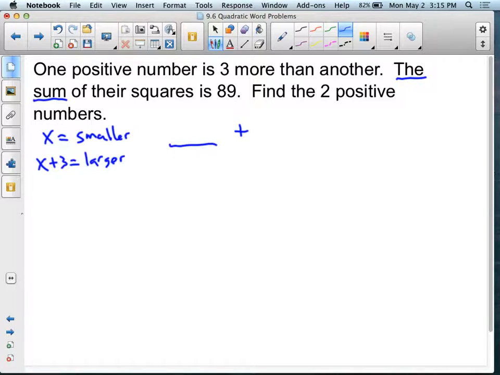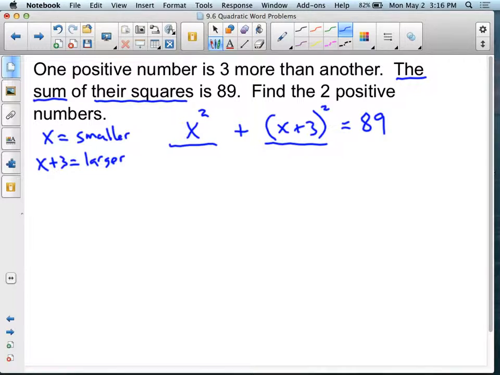What am I adding together? I'm adding together their squares. Whose squares? The squares of my two numbers. So my first number that I'm going to square is x. The other number I'm going to square is x plus 3. And what's true about the sum of their squares? Equals 89. So I got an equation. I translated all that from mathlish to English, or English to mathlish. I wrote a nice algebra expression. I'm ready to solve it.